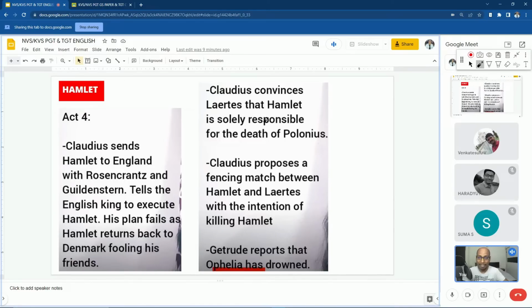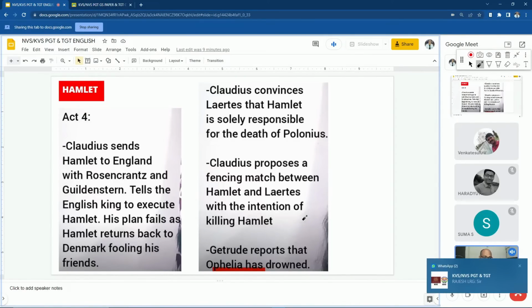Claudius convinces Laertes that Hamlet is solely responsible for the death of Polonius. When Polonius was killed by Hamlet, Claudius sent a message to Polonius' son and convinced Laertes that Hamlet intentionally murdered Polonius. Even in the graveyard, when Ophelia was buried and Hamlet reaches the graveyard, Laertes and Hamlet pick up a quarrel and start a brawl, but that somehow ended. But then Claudius wisely proposed a fencing match between Hamlet and Laertes with the intention of killing Hamlet.